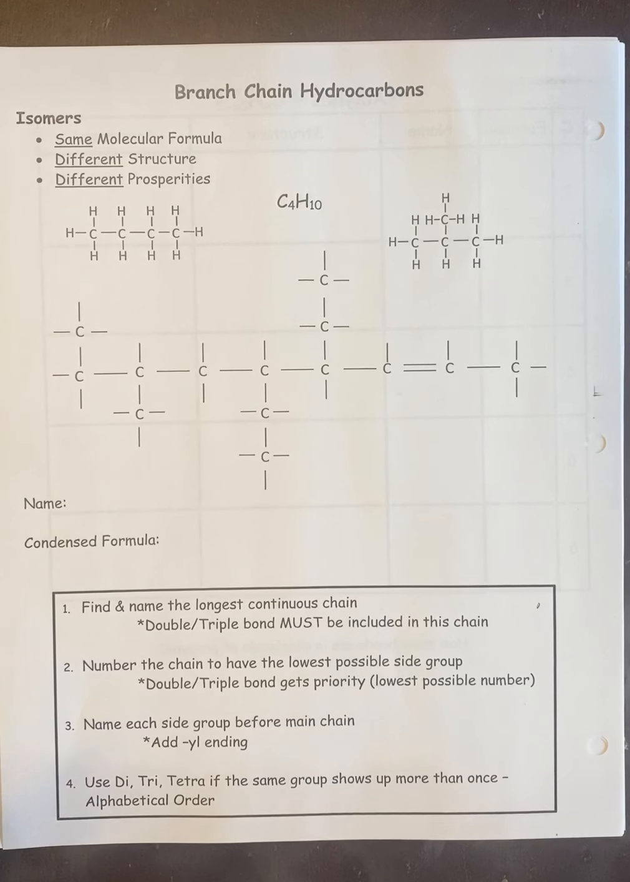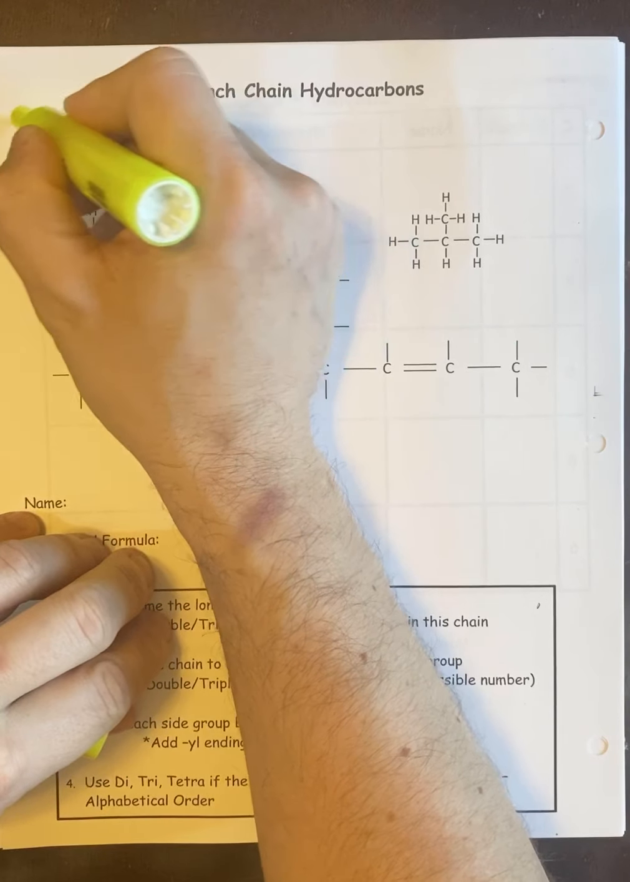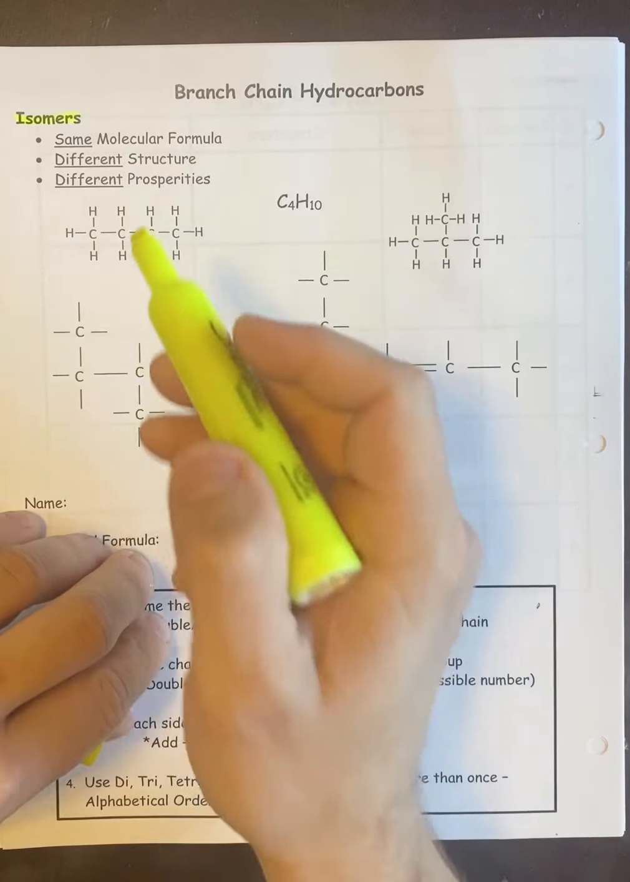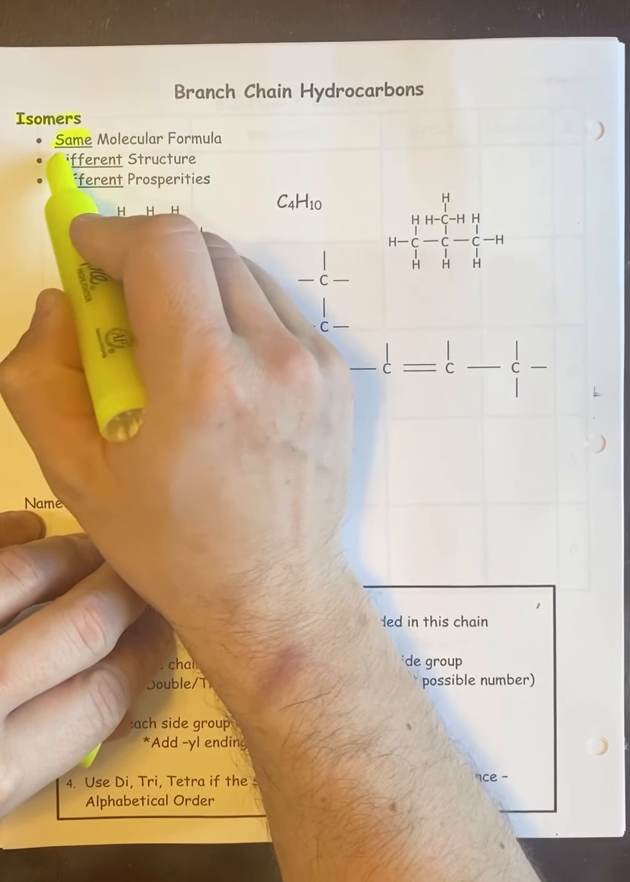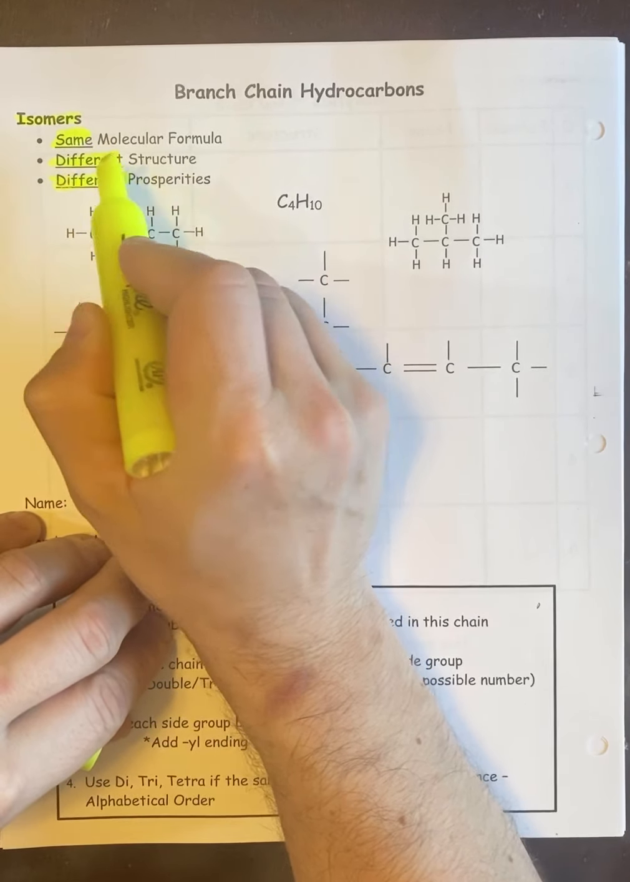In this video, we're going to learn how to draw branch chain hydrocarbons. So the first thing I want to mention is that these guys are typically what we would call isomers. An isomer is when you have the same formula, but a different structure, which causes different properties.